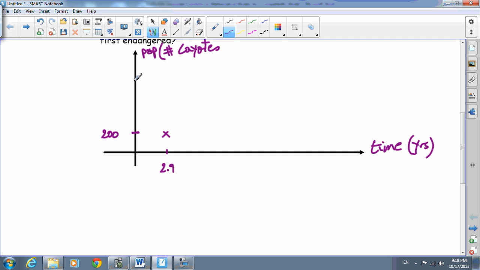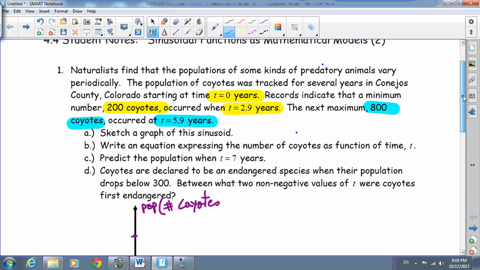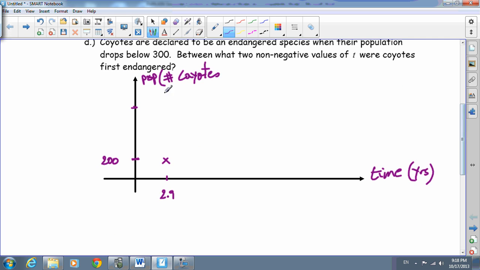Based on the information that you read also, the lowest point is 200, and the highest point is 800. To know where your dotted line will be, it will be halfway between 200 and 800, and halfway between those two is your 500.